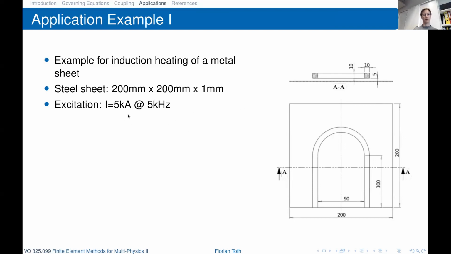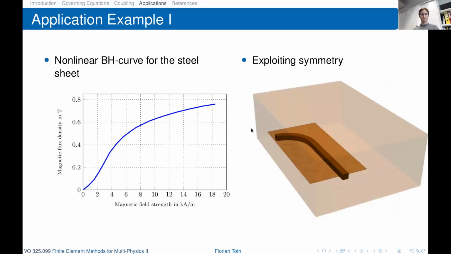Dimensions are given here and we'll excite this with a constant current density of 5 kiloampere oscillating at 5 kilohertz. We'll assume a nonlinear BH curve for the steel sheet, and we can exploit the symmetry. So we can again model half of the sketch shown before.